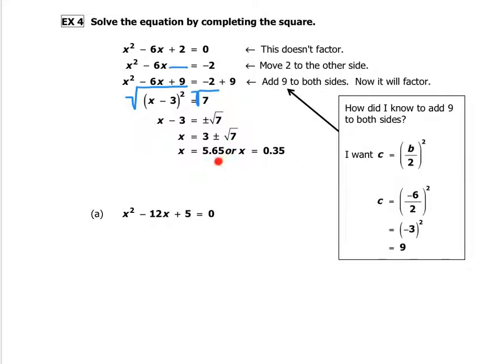The next thing I need to do is put this in my calculator. So -3 plus the square root of 7 is -0.35. -3 minus the square root of 7 is -5.65. And you always want to round to 2 decimal places in this particular class.